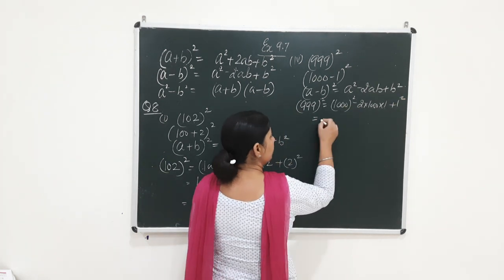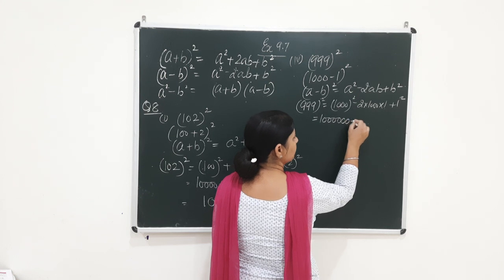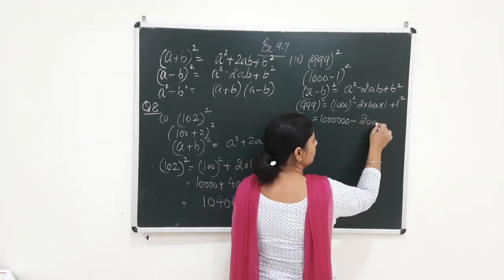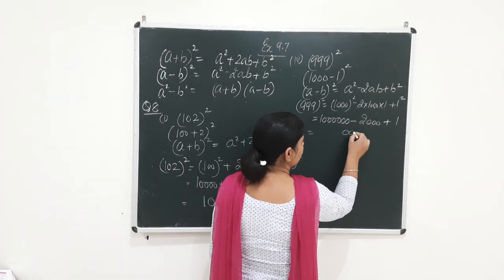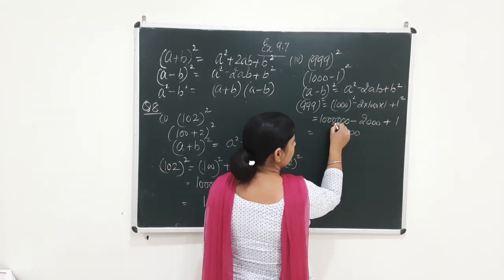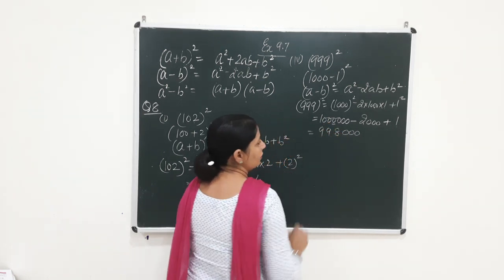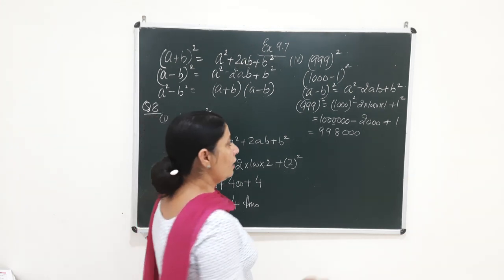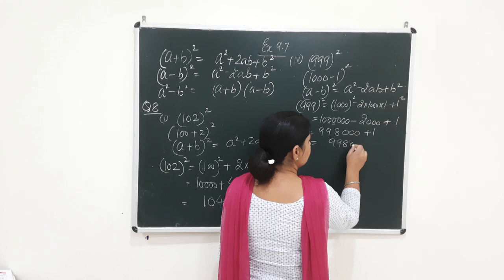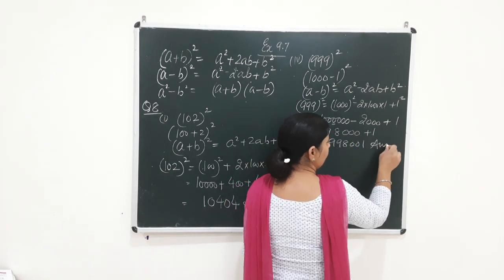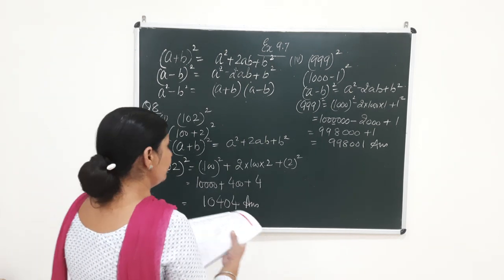So what do you get, beta? 1000 the square equals 6 zeros, only 1 2 3 4 5 6, minus 2000 plus 1. So from 1000 subtract 2000, 3 zeros remain. So from 10, 2 is gone, 8. Here you have 9, here you have 9, so 99800, and to this, beta, you now add 1. So you will get 998001 as your final answer. Okay beta.